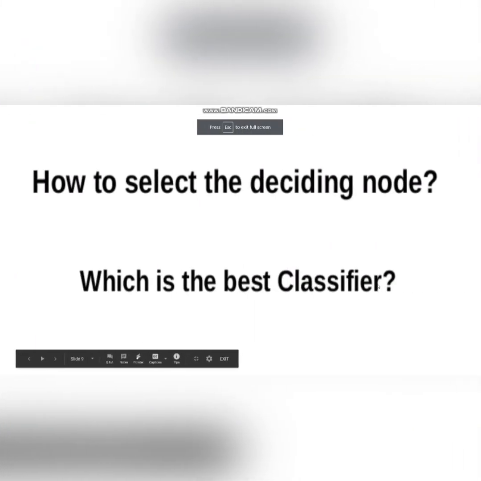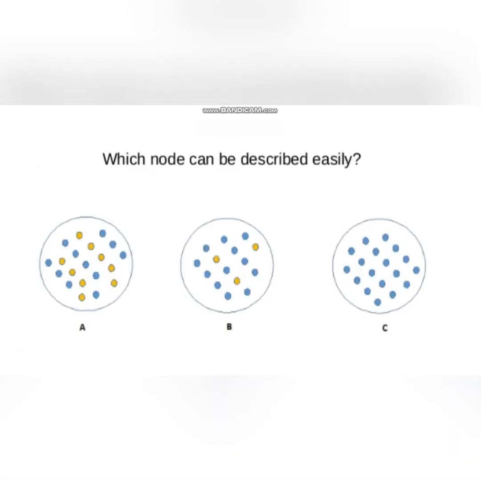How to select the deciding node? Which is the best classifier? Here you can see that in class C it can identify students properly. That means we want all positives in one node and all negatives in the other node. It is called a perfect split. From these three, C is the better option because it has produced almost pure nodes. We will discuss pure nodes and how to get the right split in upcoming videos.